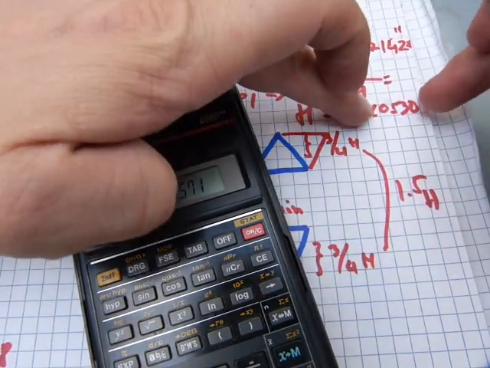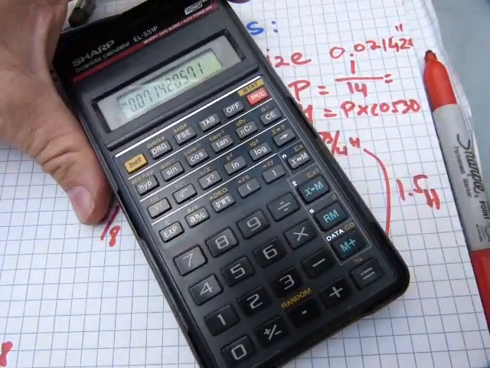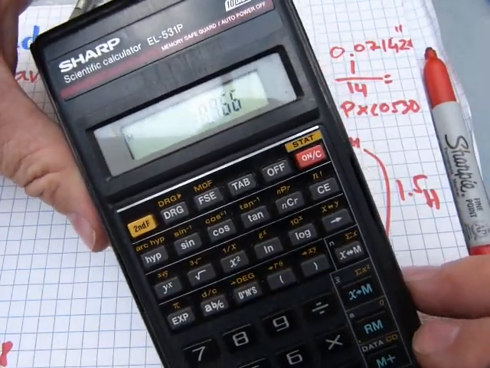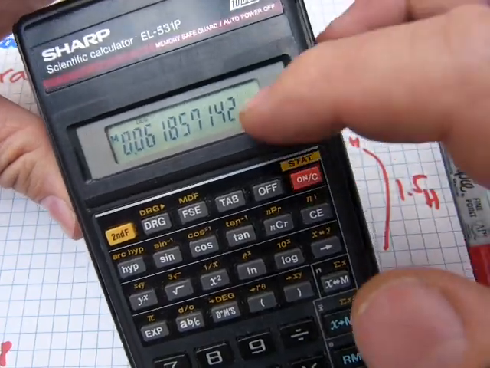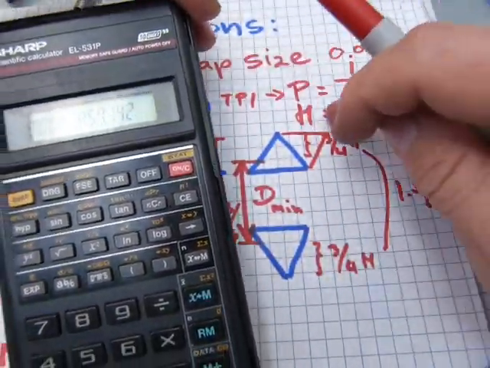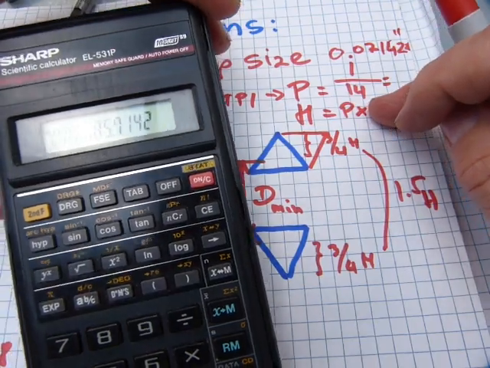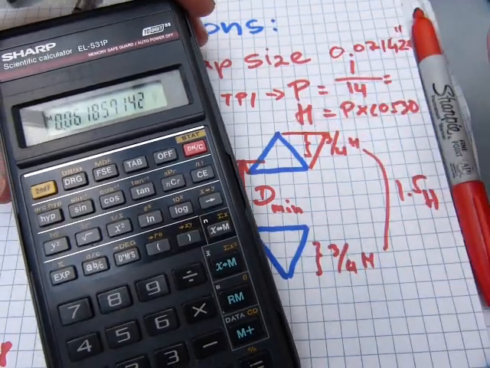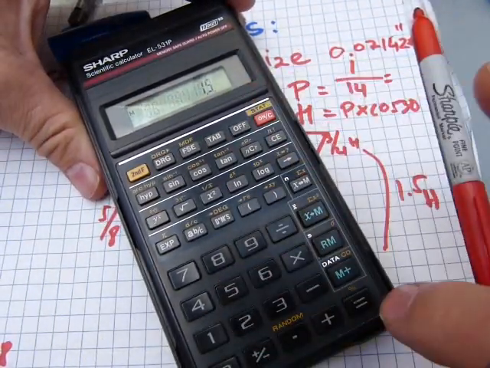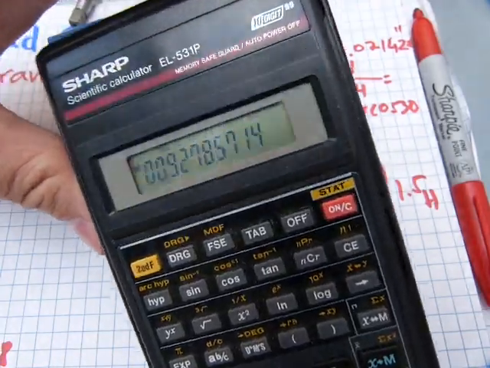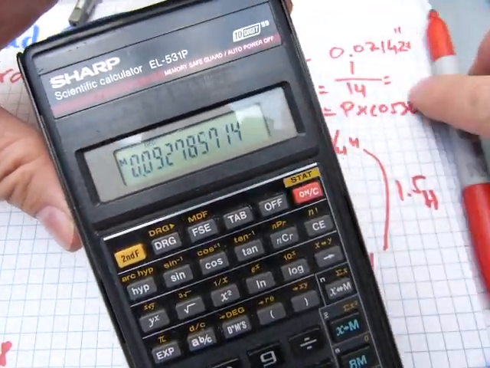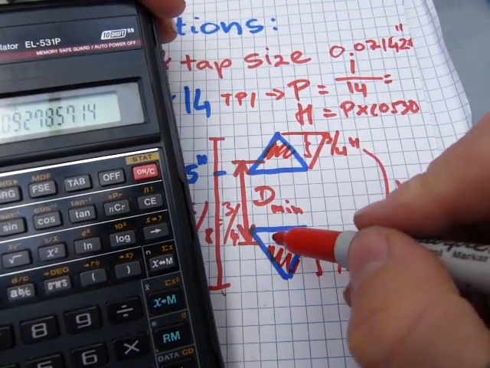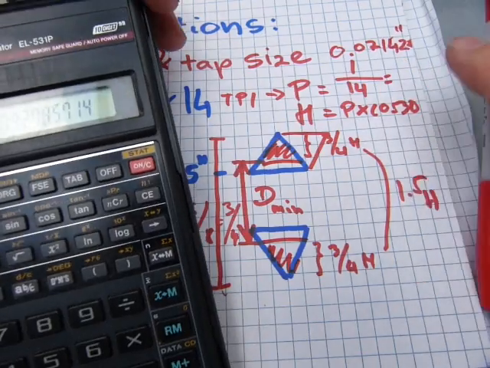That pitch number needs to be multiplied by cosine 30. Instead of cosine 30, I'm just going to go times 0.866, because that's the same number and close enough. Equals, I have another number, that's my height. This height needs to be multiplied by 1.5 to get my full truncation. So I'm going times 1.5, and I have yet another number. That number is my total amount of truncation that's missing from there and from there. So now I'm down to this level and that level.